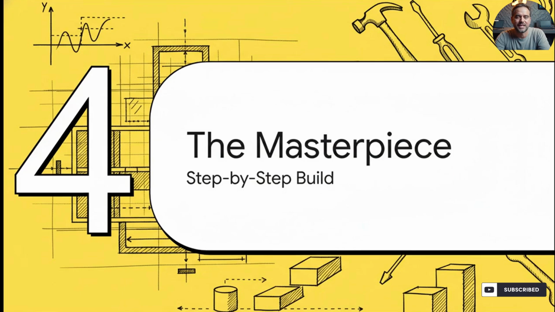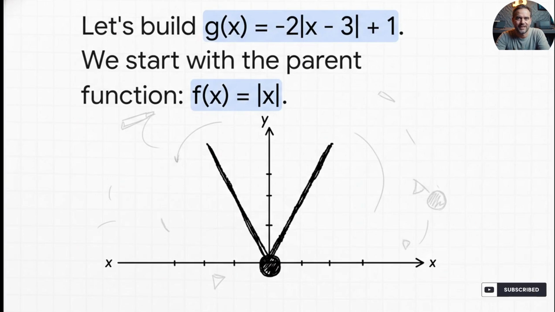And now, for the main event. Let's take our foundation, our tools, and our blueprint, and let's go tackle that original function. We are going to build our masterpiece one step at a time. Okay, here's our target function one last time. Remember, our starting block of marble is the parent, f of x equals |x|. Just a simple V-shape with its point, its vertex, sitting right there at the origin, at (0, 0).